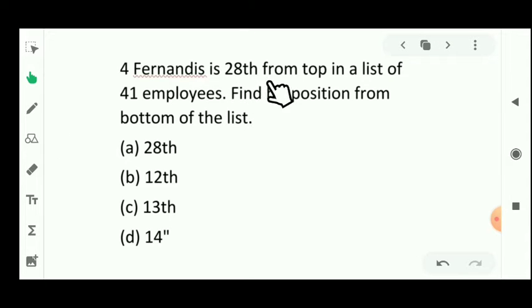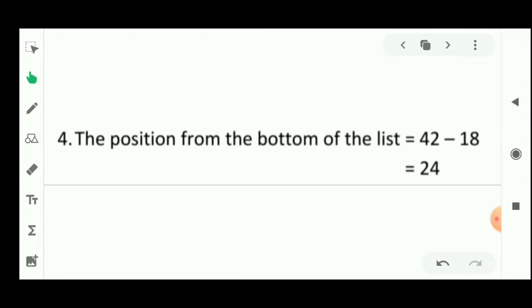Fernandez's rank is 28th from the top in a list of 41 employees. So students, the total number of employees is 41 and Fernandez's position is 28 from the top. So we have to find out his position from the bottom of the list. These are the options which are given in the question. Let's see the solution.